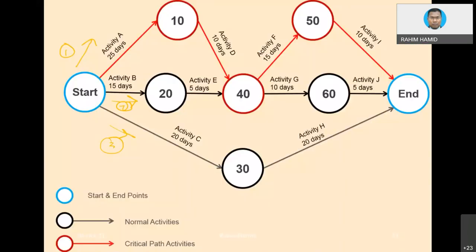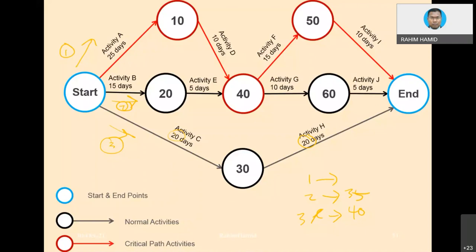If people ask you how long the duration of the project is, you can simply take route number 3: 20 plus 20, 40. Route number C and route number 3. Route number 2: 15, 20 days, 30, 35. Route number 1 would be 25, 35, 40, 50, and 60.